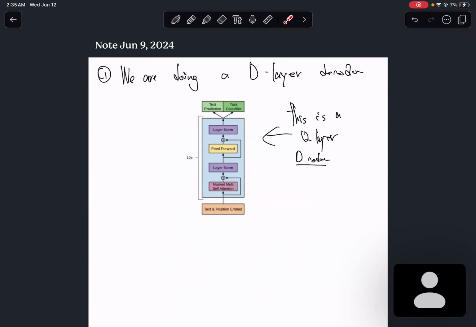And what does it mean by D-layered decoder? I need to emphasize this because this paper talks about it a lot. The D-layered decoder simply means decoders stacked on top of each other. That's it. As you can see in this picture I found on Google, this is a decoder. It has the multi-head attention, a feed-forward layer, and then you have 12 of them stacked together.